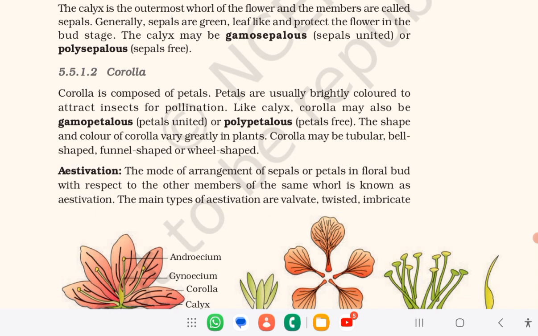Number 2, Corolla. Corolla is composed of petals. Petals are usually brightly colored to attract insects for pollination. Like calyx, corolla may also be gamopetalous, petals united, or polypetalous, petals free. The shape and color of corolla vary greatly in plants. Corolla may be tubular, bell-shaped, funnel-shaped, or wheel-shaped.